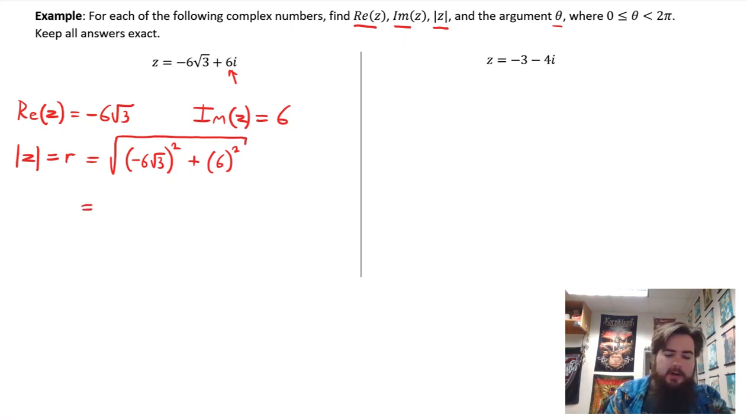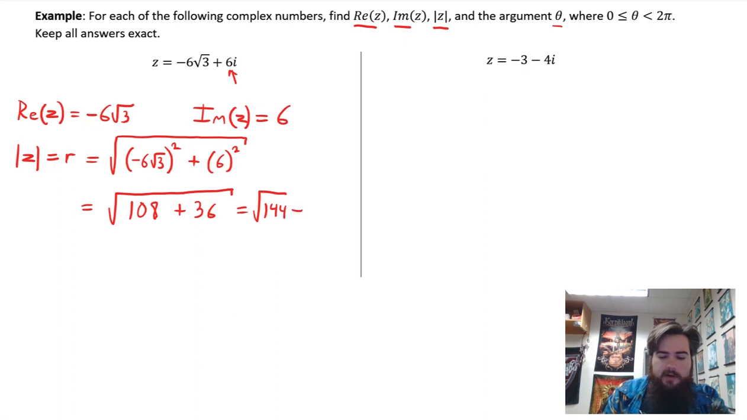So this takes a little bit of work, but -6 square root of 3 squared, that is 36 times 3, so that is 108. Whereas 6 squared, that is just 36. That will give us 144, whose square root is 12. When calculating r, it is common and good practice to consider r to always be positive. So when talking about the square root here, we're going to take the principal root. So r, or the modulus, is 12.